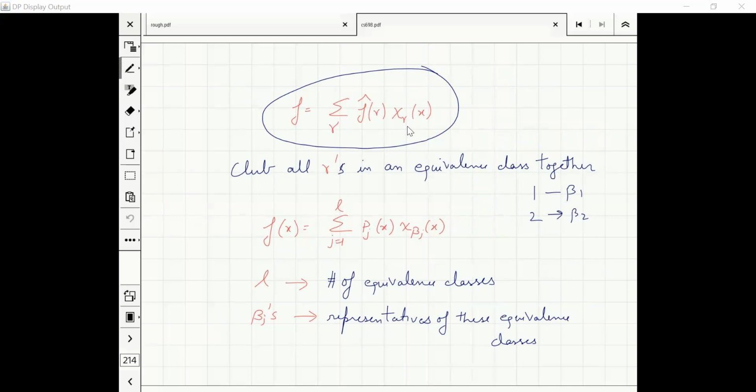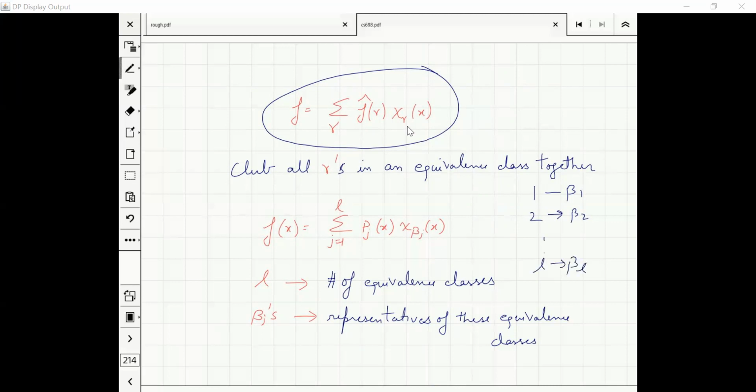For any gamma, if I want to understand how the restrictions will behave, this is how I should write my function. I should pick one element out of each equivalence class according to gamma. First, gamma divides your parities into equivalence classes. Pick one member from each equivalence class. Those I am calling beta 1, beta 2, up to beta L. And then write your function in terms of this.